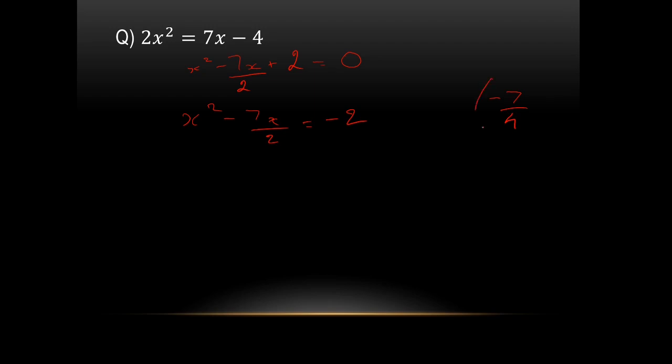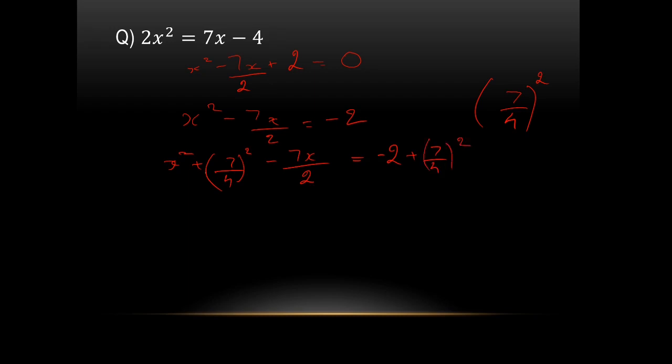And we should square it: minus 7 by 4 squared. So after we get this number, we should add it on both sides of the equation. So you get x squared plus minus 7 by 4 squared. Because we are squaring, the minus sign doesn't matter, so we can just take it off. Minus 7x by 2 equal to minus 2 plus 7 by 4 squared.